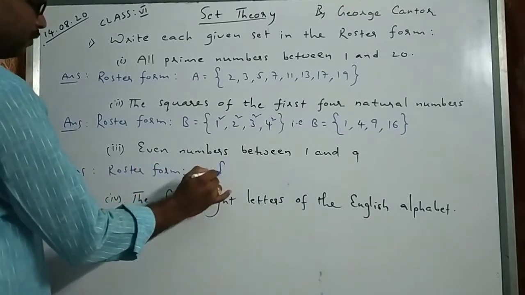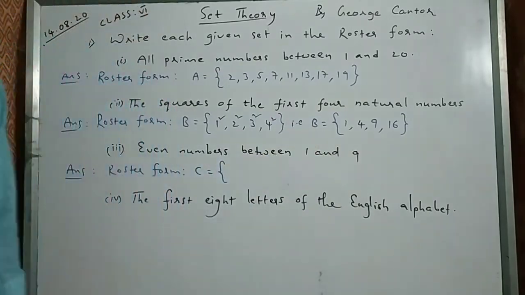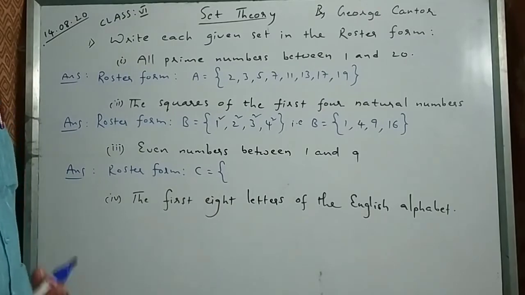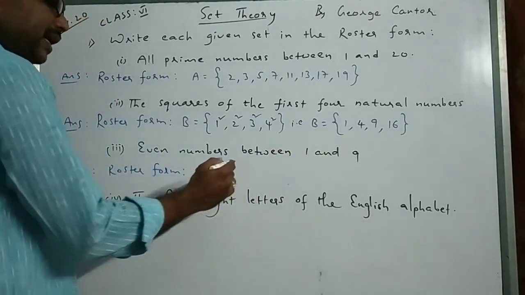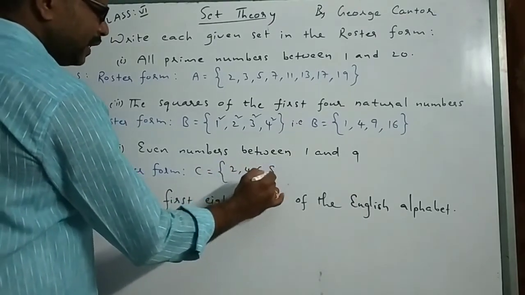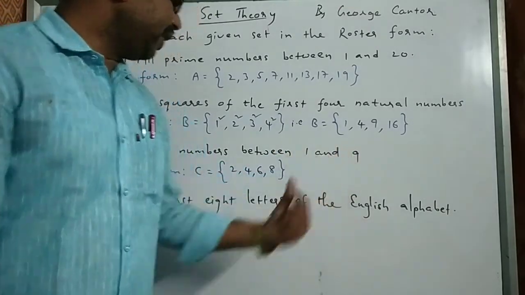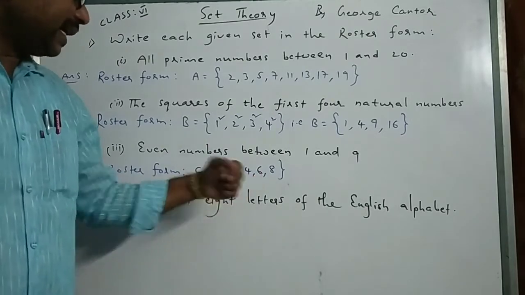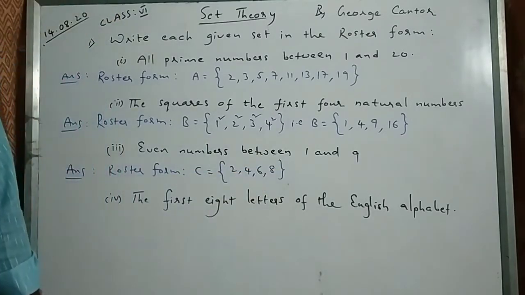C equal to even numbers between 1 and 9. I told you even numbers means numbers which are exactly divisible by 2. So between 1 and 9 means 2, 4, 6, 8. Next number 10, but it is between 1 and 9. What are the even numbers here? 2, 4, 6, 8. These all should be exactly divisible by 2.